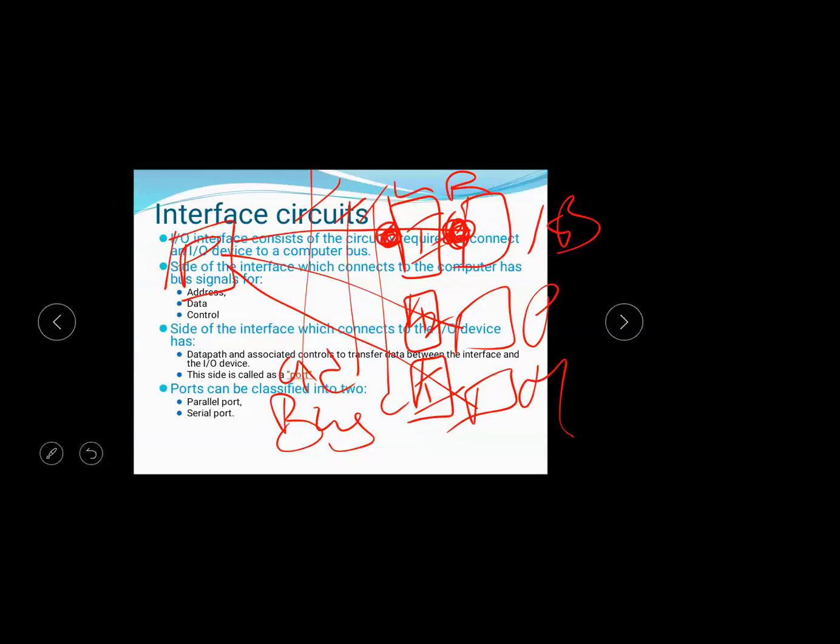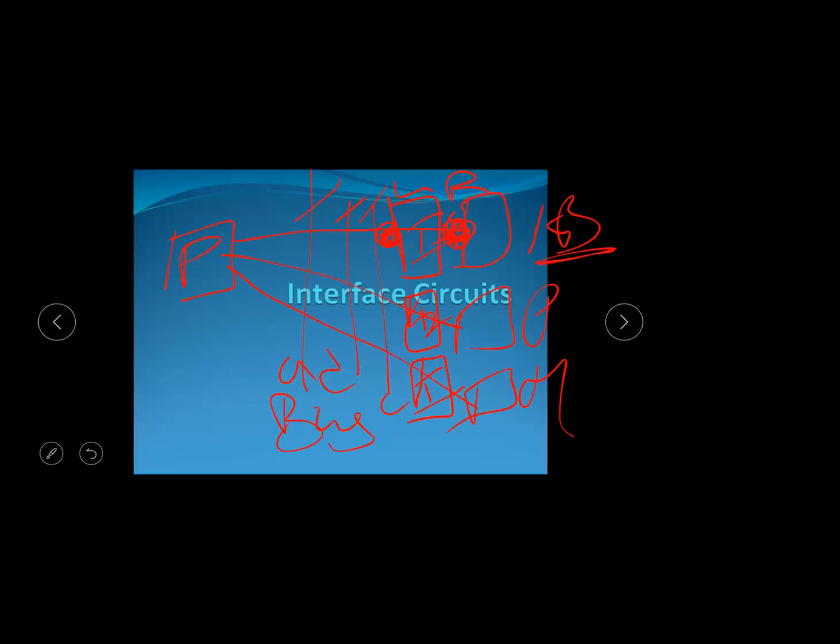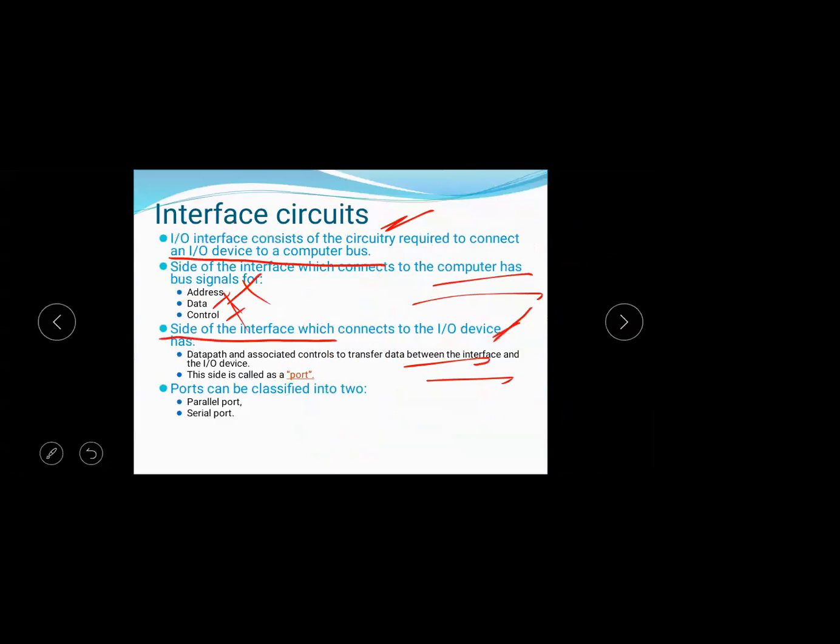The side of the interface which connects to the IO device is known as the port. It has a data path and associated controls to transfer data between the interface and the IO device. The data path goes from the IO device to the interface. This side is also called the port.